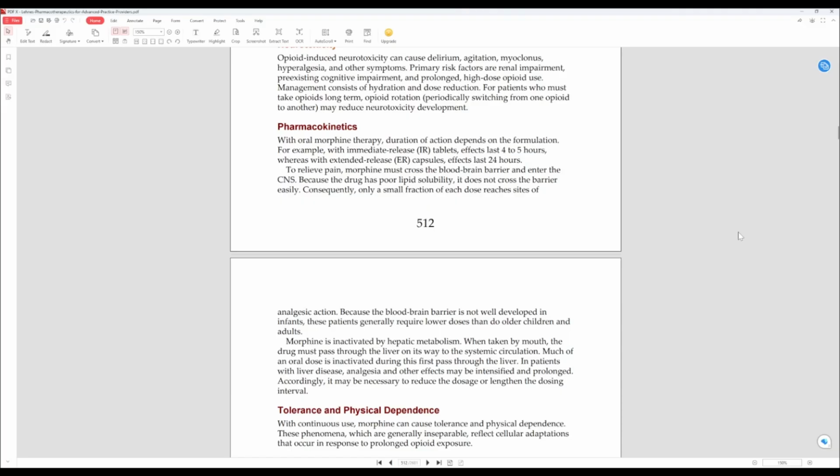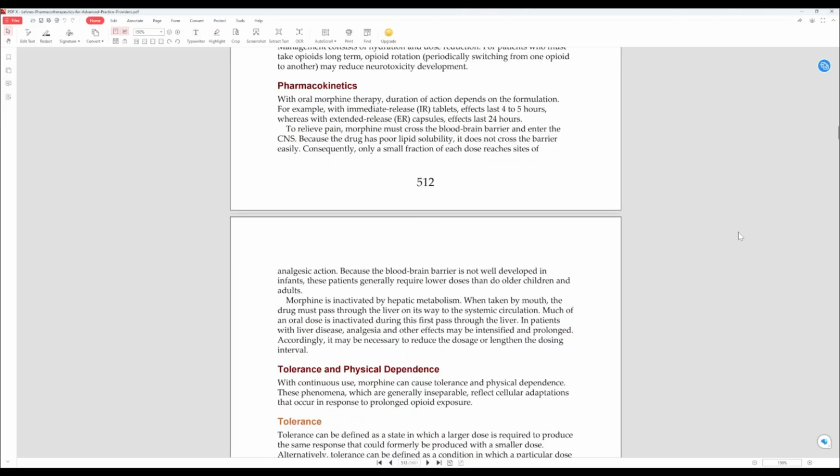Because the blood-brain barrier is not well developed in infants, these patients generally require a lower dose than do older children and adults. Morphine is inactivated by hepatic metabolism. When taken by mouth, the drug must pass through the liver on its way to the systemic circulation. Much of the oral dose is inactivated during the first pass through the liver. In patients with liver disease, analgesia and other effects may be intensified and prolonged. Accordingly, it may be necessary to reduce the dosage or lengthen the dosing interval.